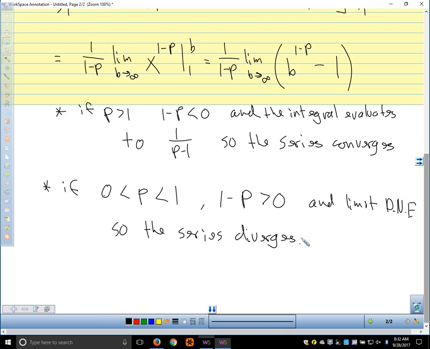And the case where p equals 1, that's the harmonic series. We treated that kind of as a special case, and we proved that directly. So these are how we use the integral test to show our rules for p series. All right, questions?